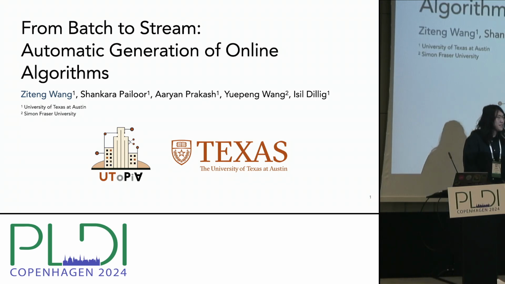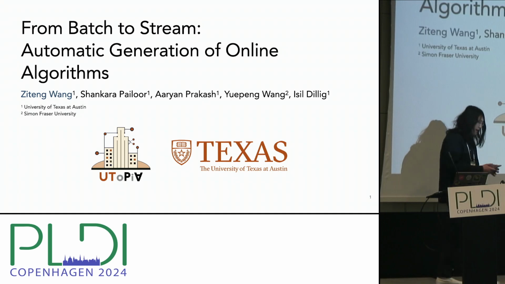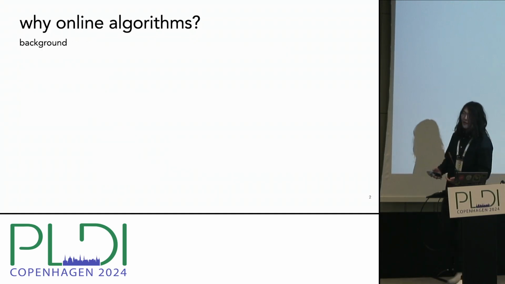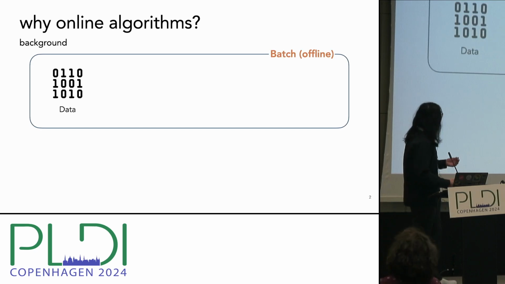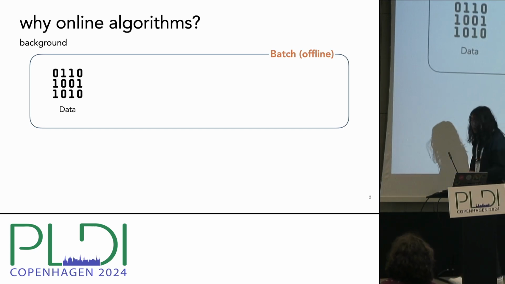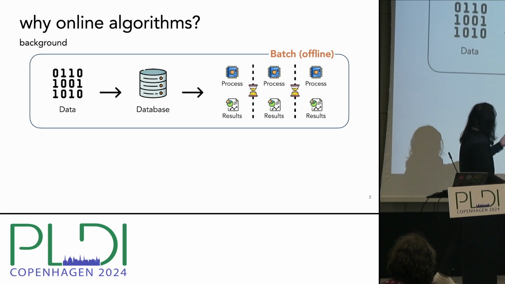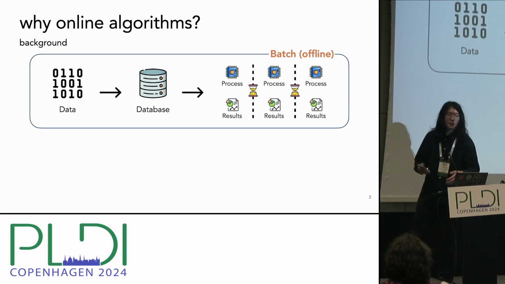Hi everyone, I'm Ziteng Wang from UT Austin. Today I'm going to present our work, from batch to stream: automatic generation of online algorithms. Let's begin with a little bit of background about online and offline algorithms. Offline algorithms are used in a traditional batch processing setting where a large chunk of data is first put into a database, and then processed in a fixed interval, getting some results periodically.